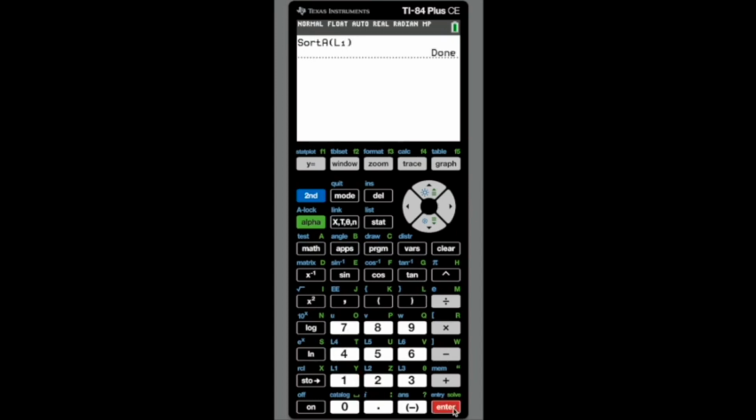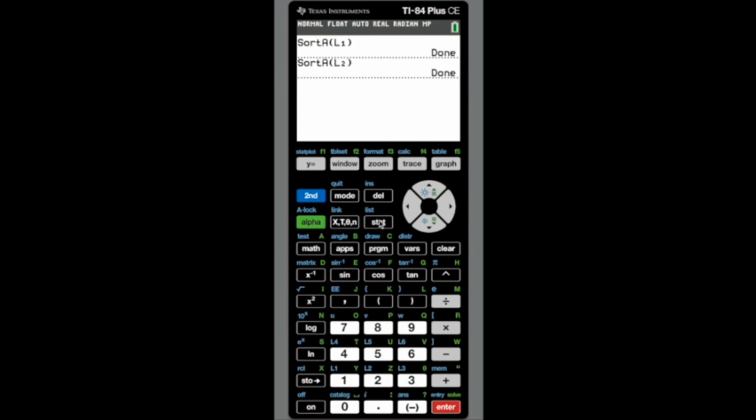Now I'm going to do the same thing for list 2. I'm going to sort list 2. So I'm going to hit second, number 2, so that when I have my sort A and I'm telling it which list to sort, I'm telling it to sort the second list. That's the L2 above your 2 button. Then I'm going to close parentheses and hit enter, and that says done as well. So the calculator just told me that it finished sorting.